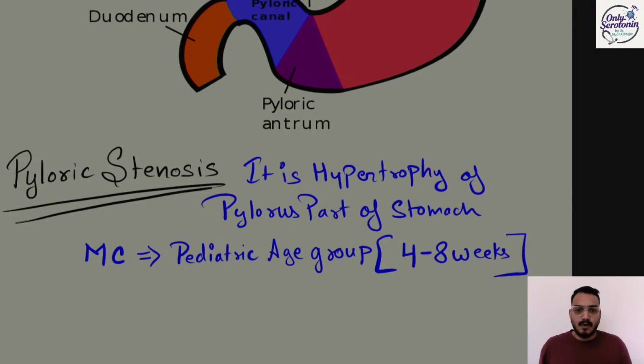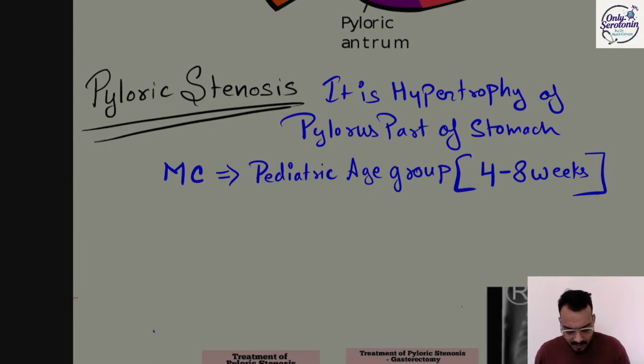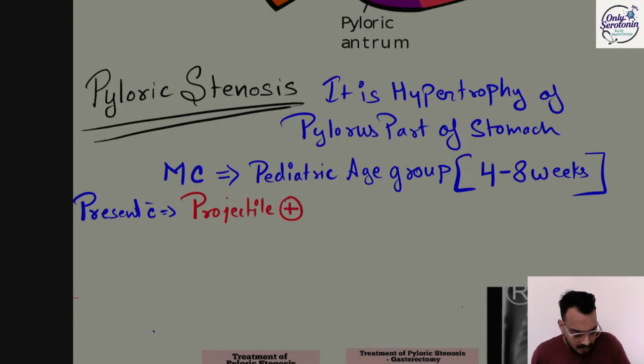So in these small babies, what will happen? Mother will come to your pediatric emergency and she will ask that whenever I breastfeed my baby, after 15 to 30 minutes, my baby started vomiting. Right? So the patient is going to present with vomiting, and this vomiting is projectile as well as non-bilious vomiting.